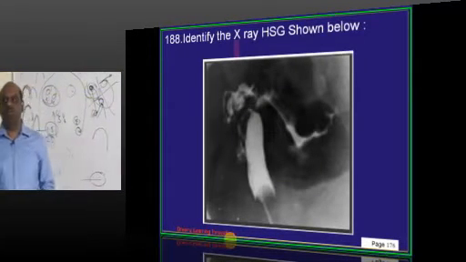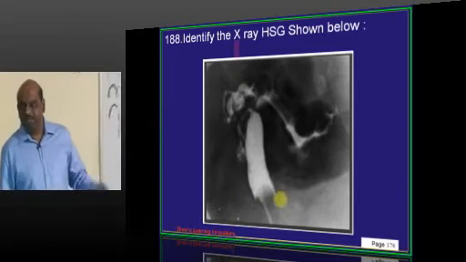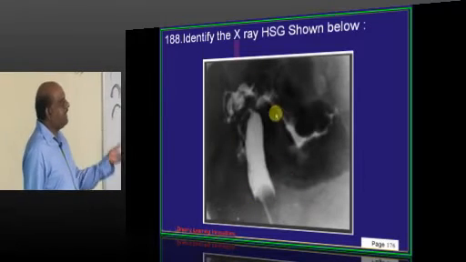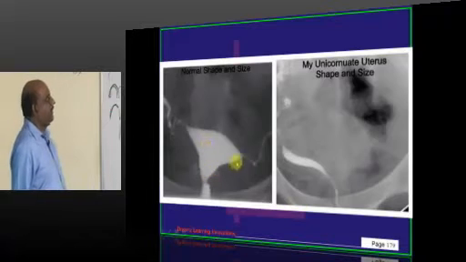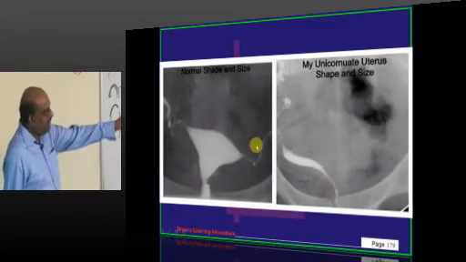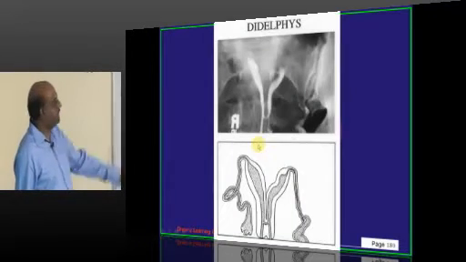What is this ultrasound? Sorry, what is this hysterosalpingogram? It is a classical example of how a unicornuate uterus looks like. So, this is a normal uterus and this is only with one cornu, unicornuate.